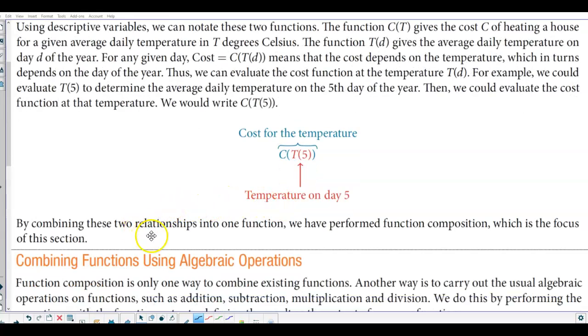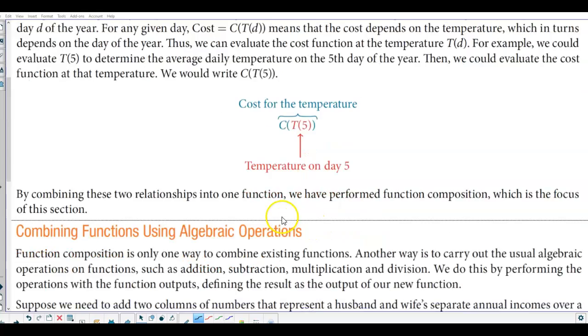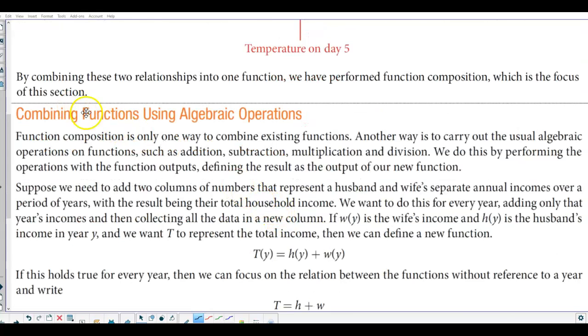Now, by combining these two relationships into one function, we have performed function composition, which is the focus of this section. Now, combining functions using algebraic operations. Function composition is only one way to combine existing functions. Another way is to carry out the usual algebraic operations on functions, such as addition, subtraction, multiplication, and division. We do this by performing the operations with the function outputs, defining the result as the output of our new function.